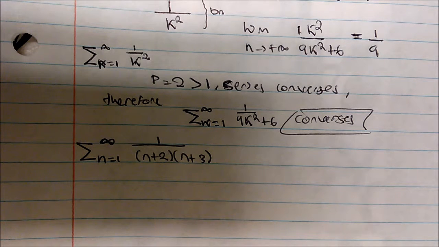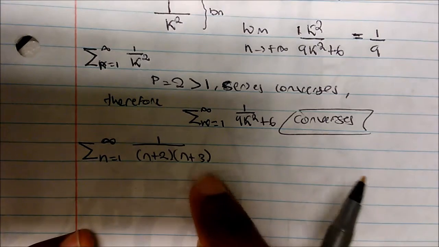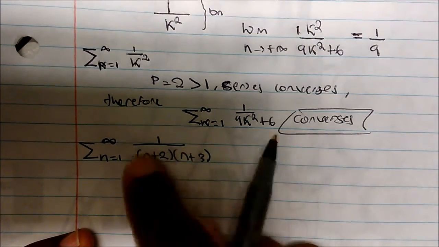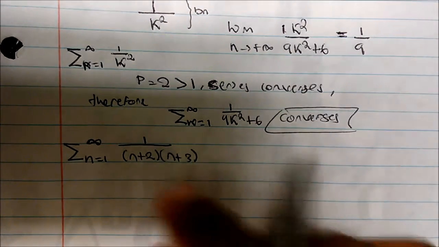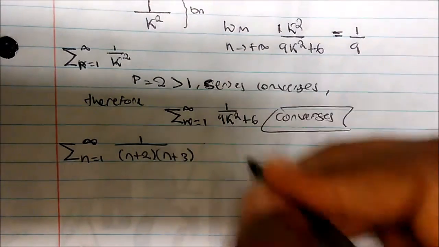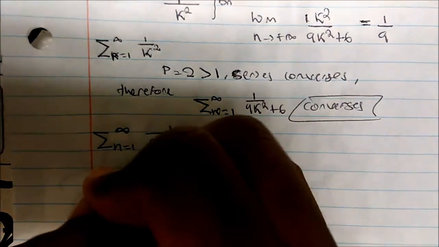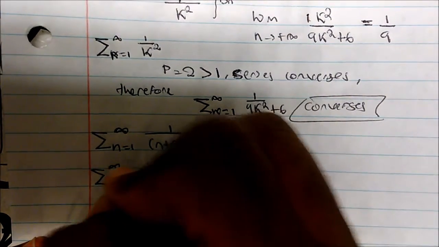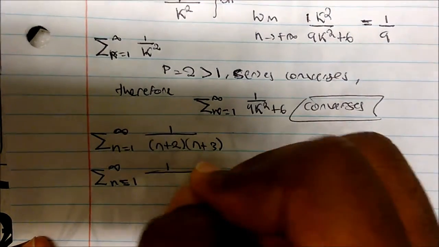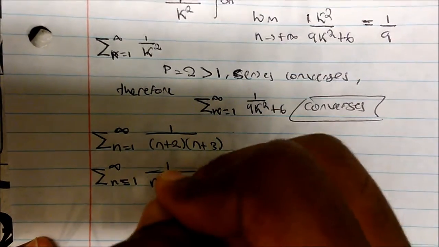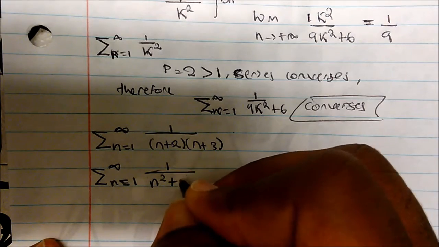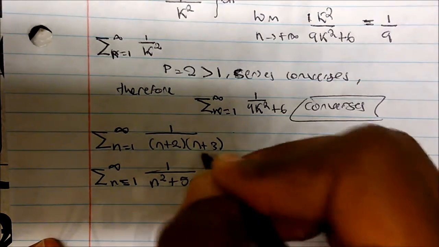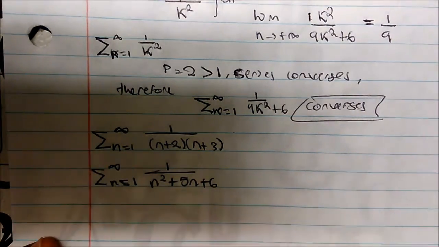Well, to me, it looks as if I could distribute this back into a polynomial, and the reason I like doing that is here's why. If I distribute this back into a polynomial, this is equal to 1 over, the first term is going to be n squared, the second term, 2 plus 3, would be 5n, plus 2 times 3 is 6. So this is a series, okay?